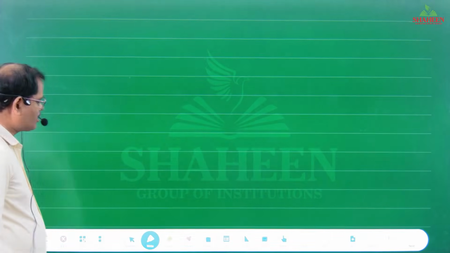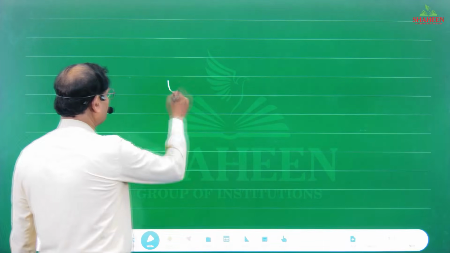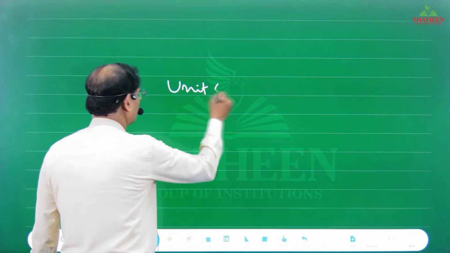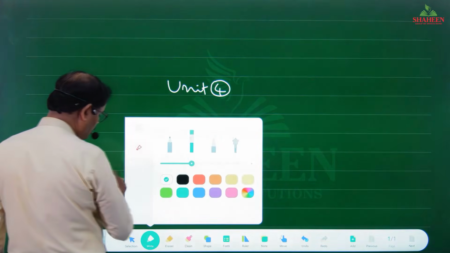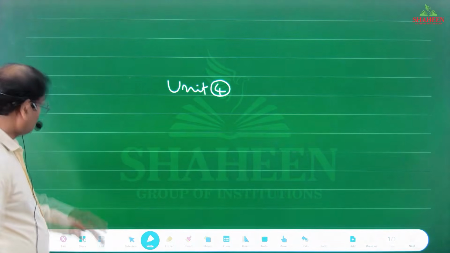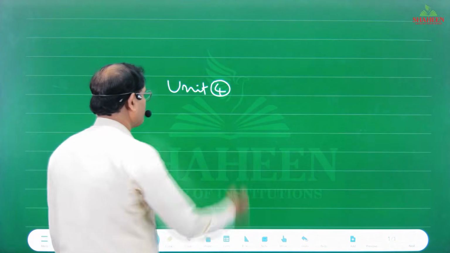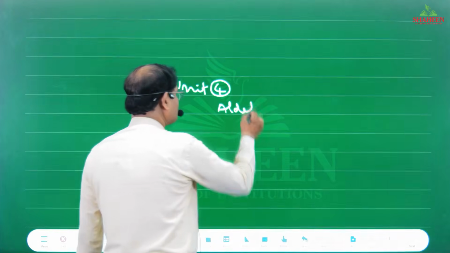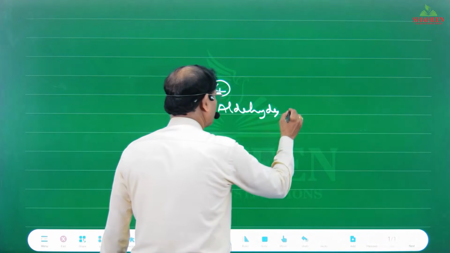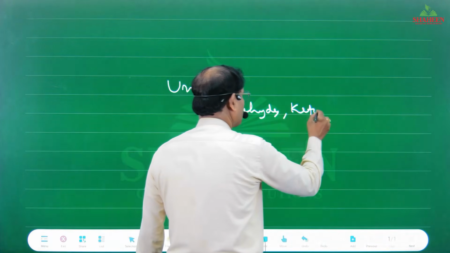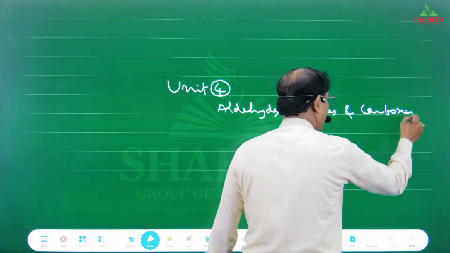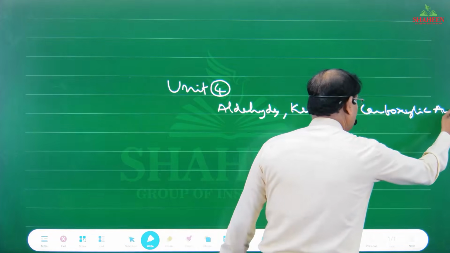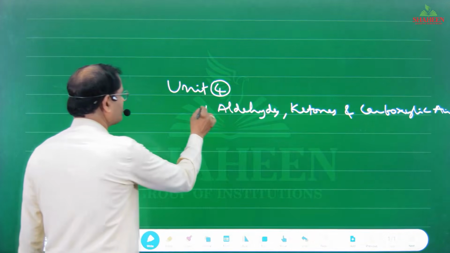Here we are going to discuss Unit 4. In Unit 4, we have three topics: aldehydes, ketones, and carboxylic acids.